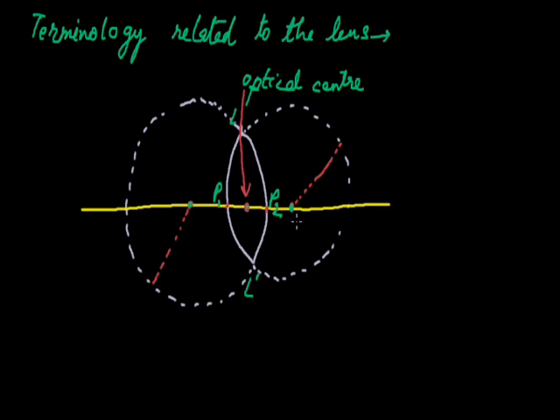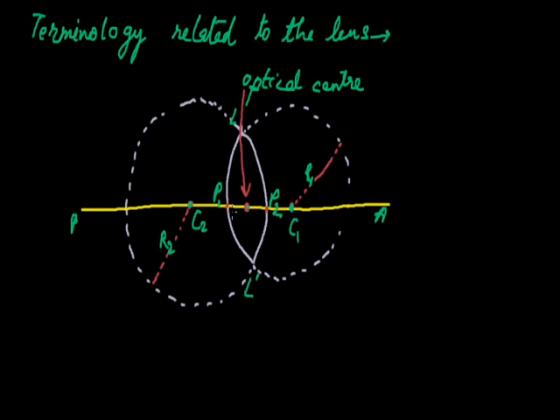Then we have the center, which is said to be C1, and the radius of curvature is the radius of the sphere of which the spherical surface is a part. It is said to be R1. If we come back to the second sphere, then its center is said to be C2, which is the center of curvature for the second surface, and this is the radius of curvature for the second surface.